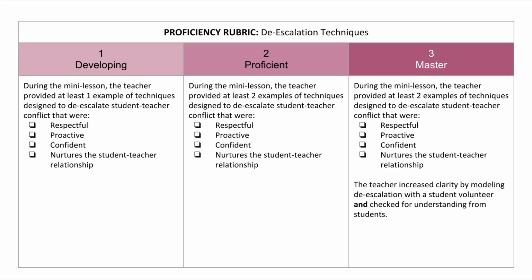At the conclusion of this course, you'll have an opportunity to demonstrate your understanding of the stated learning objective by participating in a demonstration lab that's sponsored by Region 11's certification team. During the mini lesson, the teacher must provide at least 2 examples of the techniques discussed in the video to de-escalate a conflict while being respectful, proactive, confident, and nurturing the student-teacher relationship.